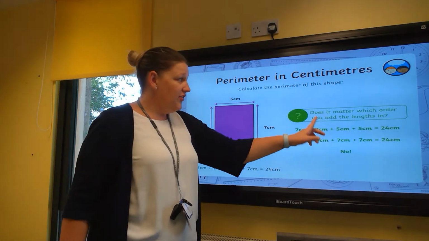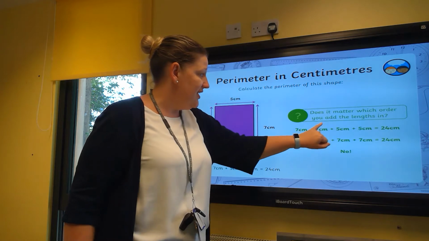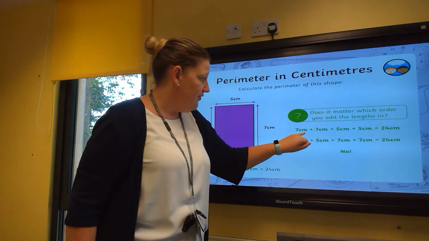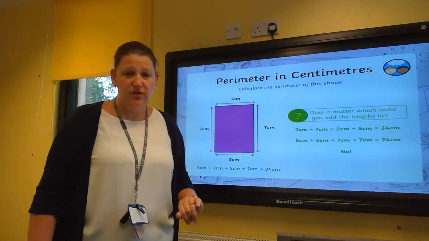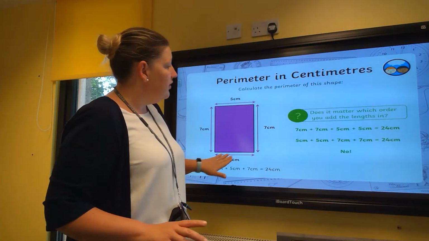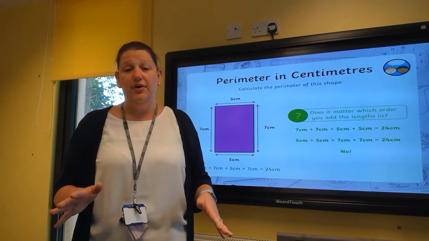So, the answer to that question is no. You can see here, 7 add 7 add 5 add 5 is 24. 5 add 5 add 7 add 7 is 24. 5 add 7 add 5 add 7 is 24. As long as I add all of those edges, I know that I found the perimeter.